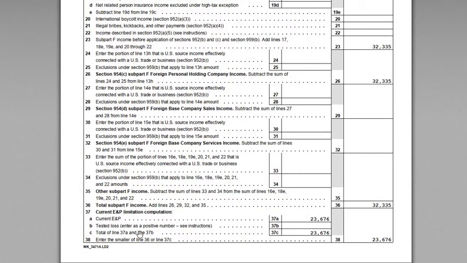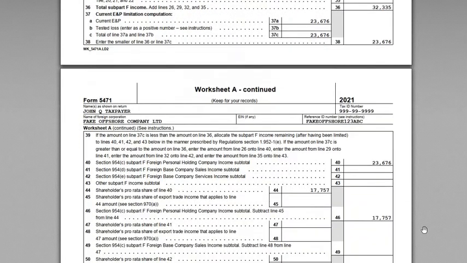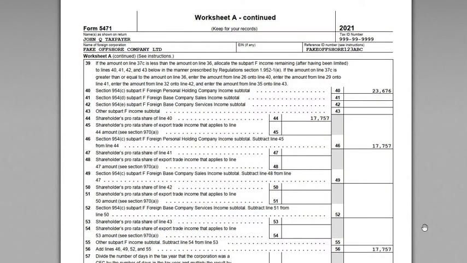So this is why on line 37 we have the current E&P limitations. We have our E&P tested loss is 0, and then we enter the smaller of line 36 or 37C, and we get our 23,676 amount. And so when we further look to page 3 of Worksheet A, we can see now how the income is actually going to be allocated and apportioned to the U.S. shareholders. Right, so line 39, they ask basically what we read up above.